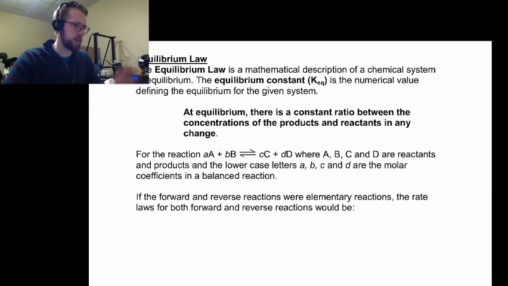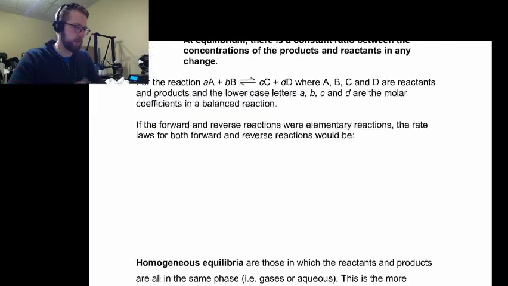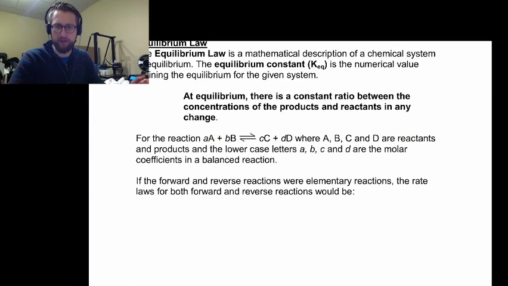Okay, so in equilibrium law, we have a mathematical description that explains this idea. And it's really simple, actually. All we're going to do is use a rate law for a forward reaction and a rate law for a reverse reaction. And that's it. We're just going to take both the forward and reverse rate laws and then use this statement we just made, that at equilibrium, the rates of the forward and reverse reactions are equal.